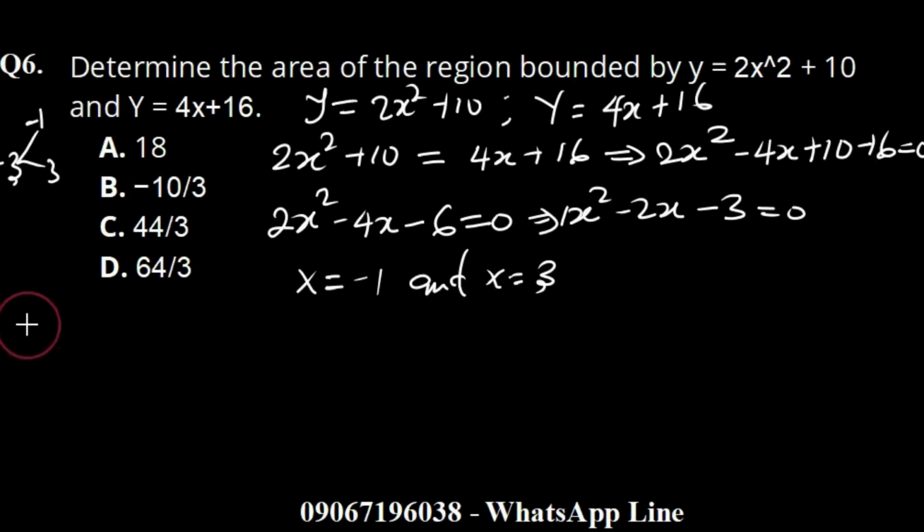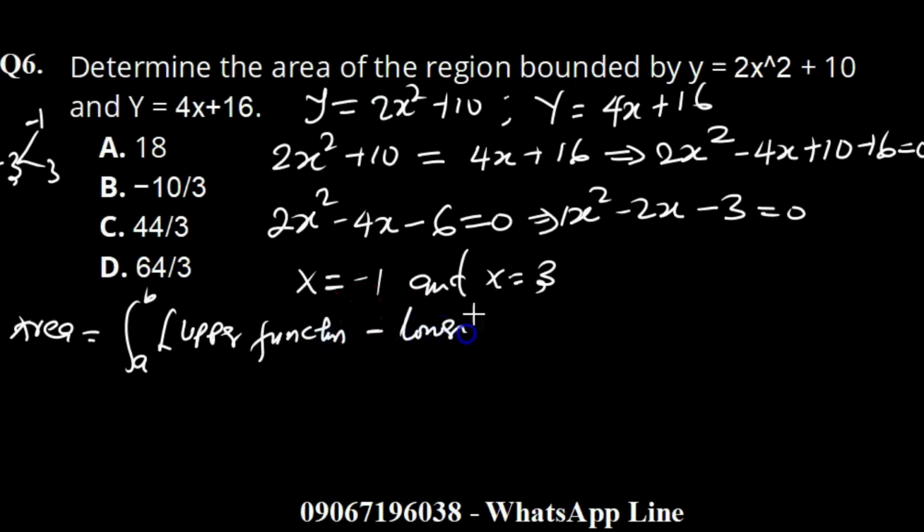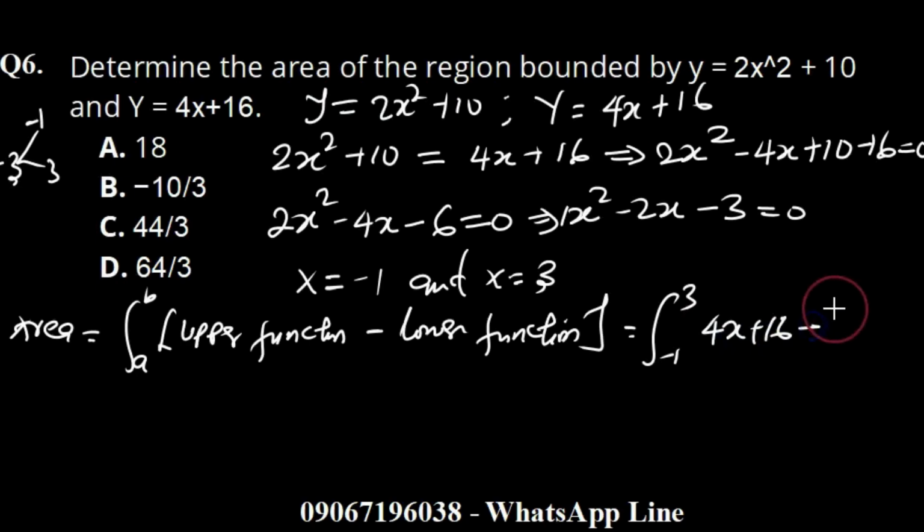So the formula is going to be that the area is going to be the integral of b and a, for upper function minus lower function. Now if we do that, this is going to give us the integral from minus 1 to 3, where the upper function is 4x plus 16, minus the lower function, which is 2x squared plus 10. So this is what we have.